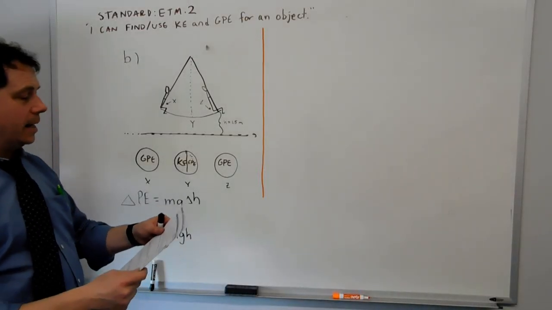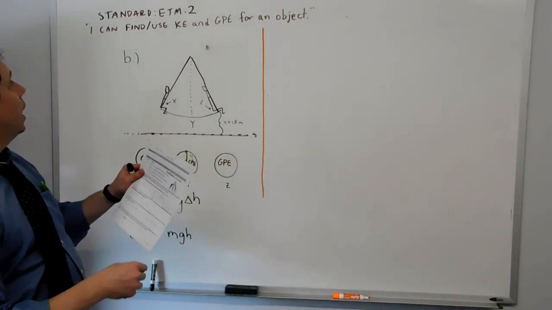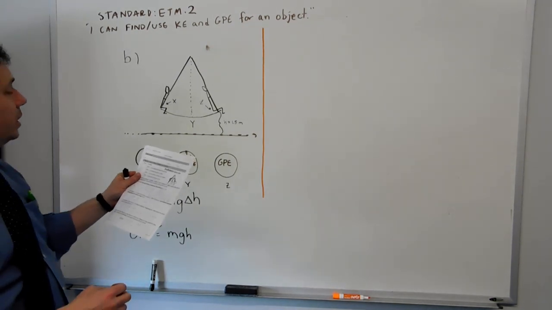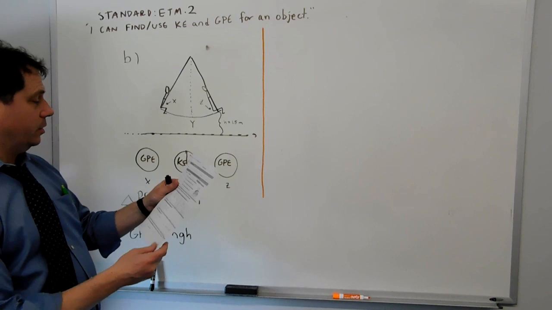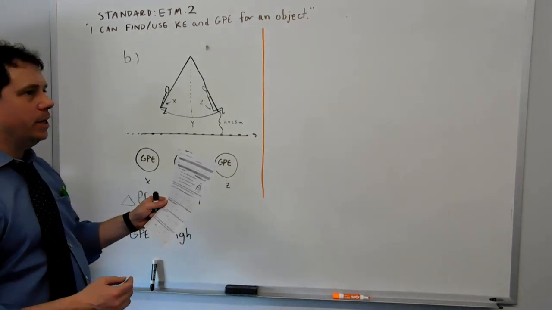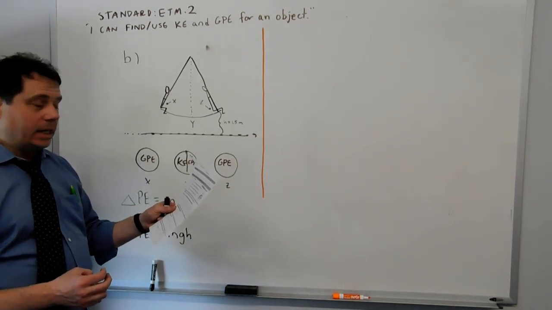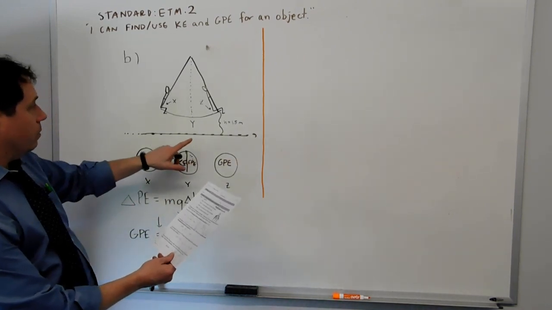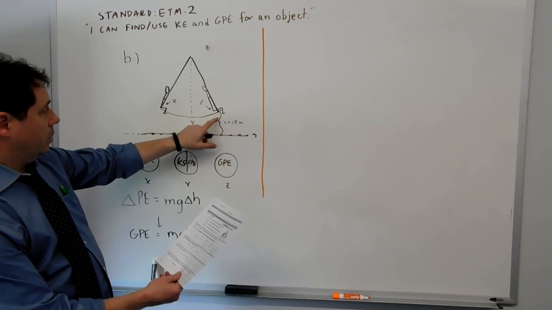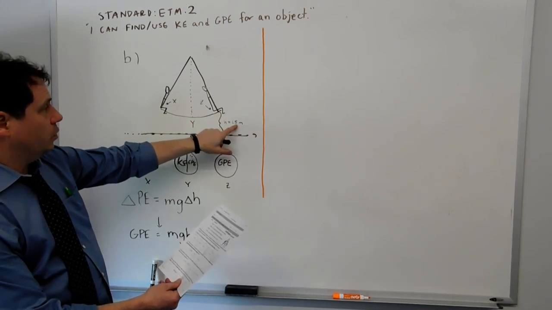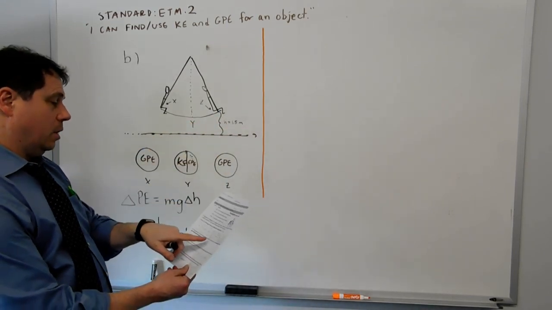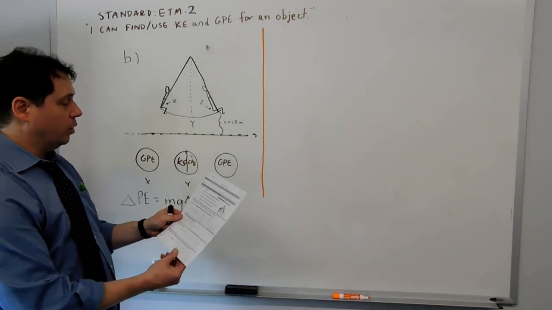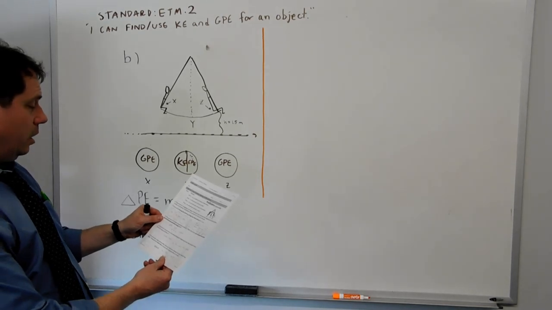Okay, so here we are at standard ETM.2. I can find and use kinetic energy and gravitational potential energy for an object. So this is question B on the quiz May 23rd, 2019. The person is 1.5 meters above the ground at position Z. So I've drawn that here. H equals 1.5 meters. What is the person's gravitational interaction or gravitational potential energy here?